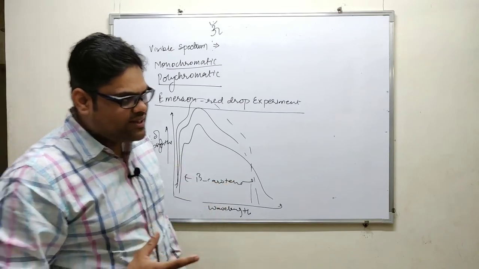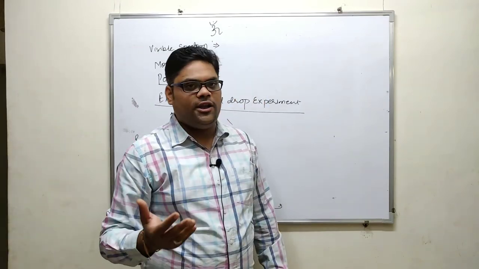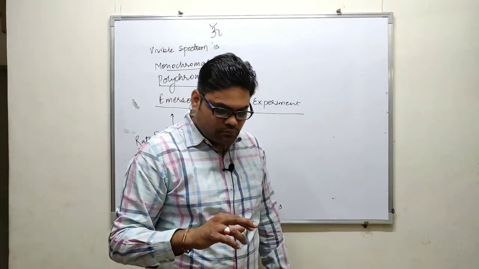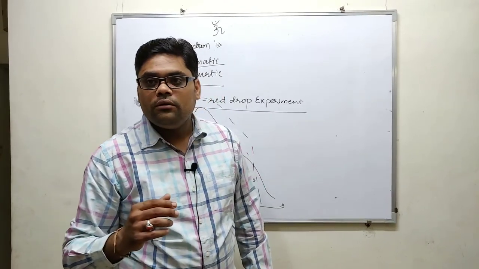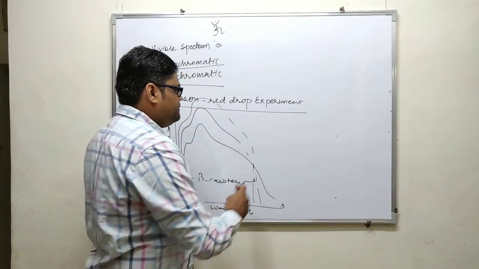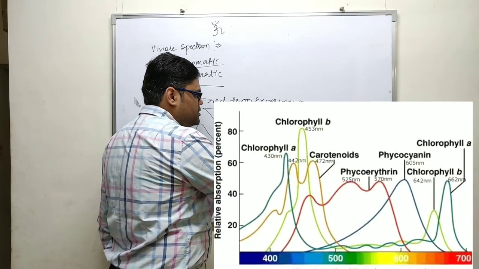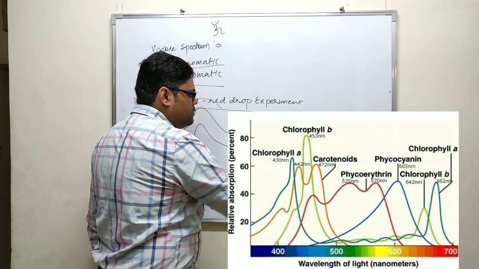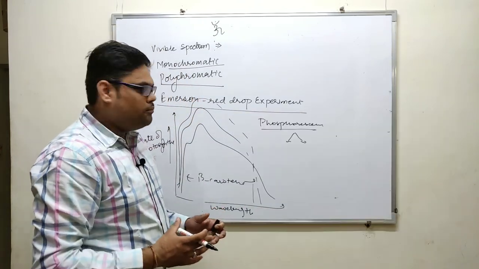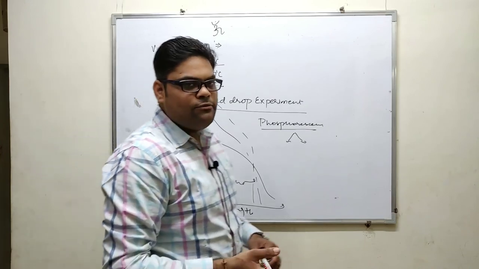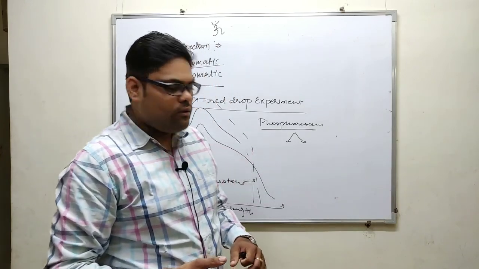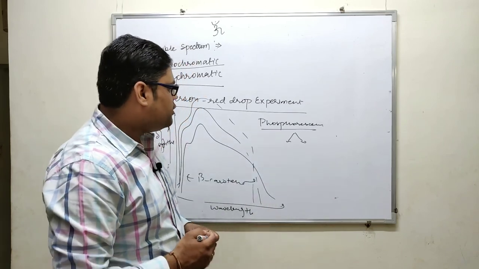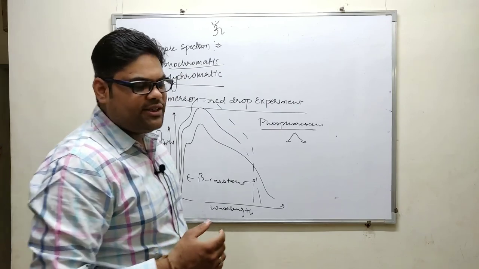Now this energy is released in the form of either heat or radiations. Now there are two types of luminescence: fluorescence and phosphorescence. Phosphorescence includes that they absorb light, but there is delayed emission of light. They absorb light, but there is delayed emission of light. Phosphorescence includes chemiluminescence and bioluminescence.